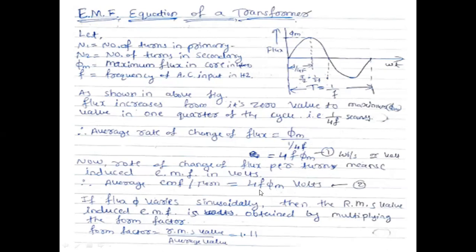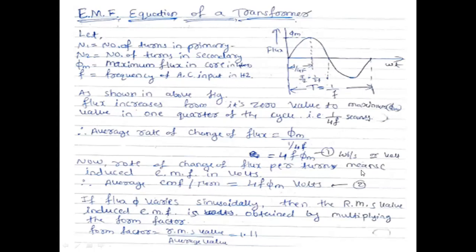Is it understood? This is flux, n equal to 1. The induced EMF equals n5, depends on flux linkage, so we can write n5. n is 1 and 5 is this one we are writing here. 4f 5m volts we are going to write here. So the average value we are telling here, average EMF per turn.